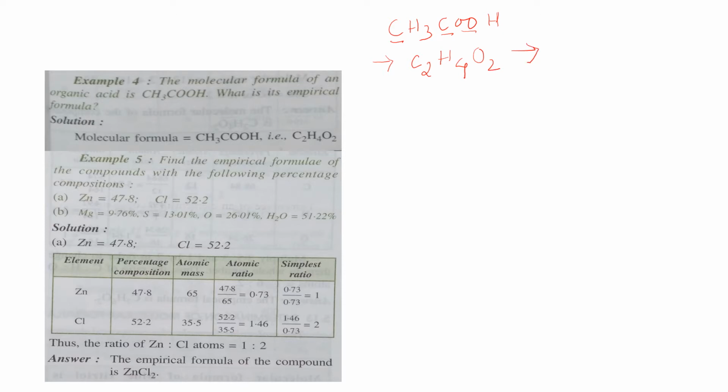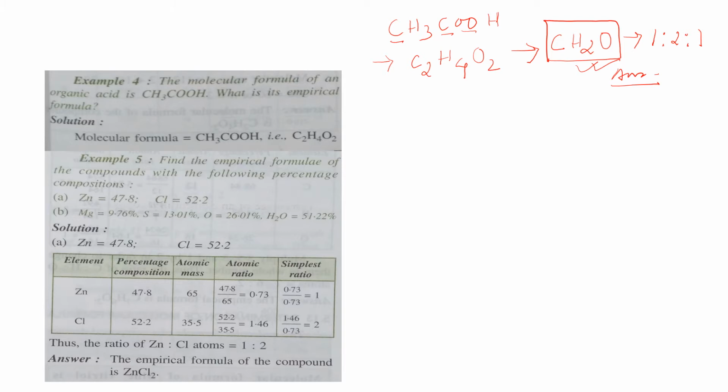So it can be reduced by 2, so I'm getting CH2O. So the ratio between carbon, hydrogen and oxygen is 1:2:1. So my empirical formula is CH2O. Okay, this is my answer, CH2O.